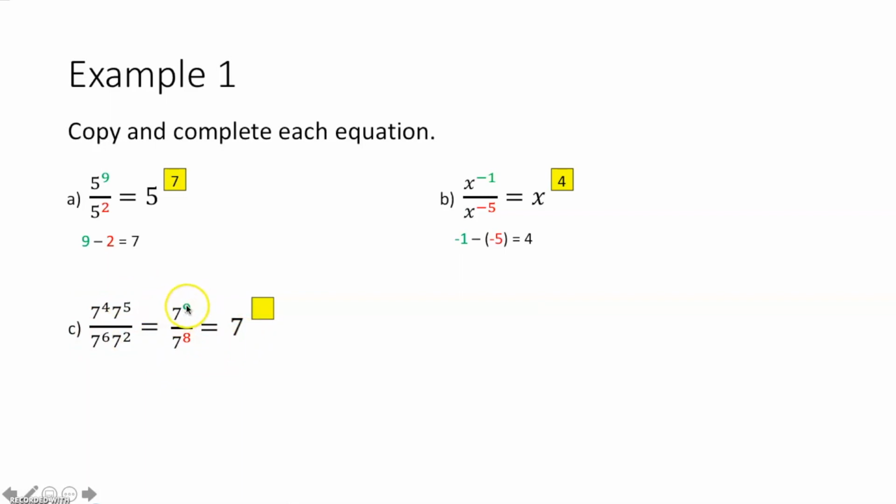So what is 7 to the 9th divided by 7 to the 8th? Since you're dividing like bases, you subtract the exponents. So what is 9 minus 8? That's going to be 1. So 7 to the 9th divided by 7 to the 8th is going to be 7 to the 1st.